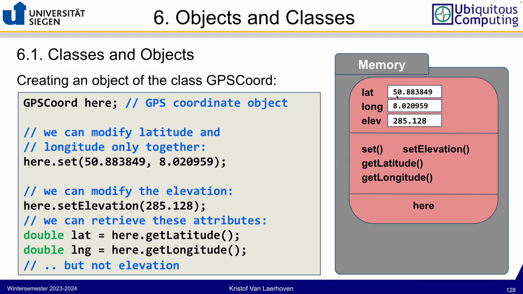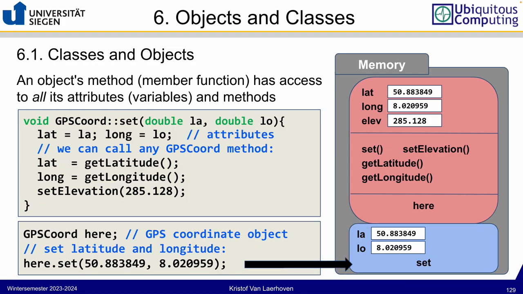Now when we call a method, we know that these values are changed. So we change our latitude and longitude to these two numbers, we change our elevation to those numbers, and then we can get our latitude and longitude and put those into different variables, just as we've done until now. The only difference is that we created a new variable, for which we use the class keyword. Okay?